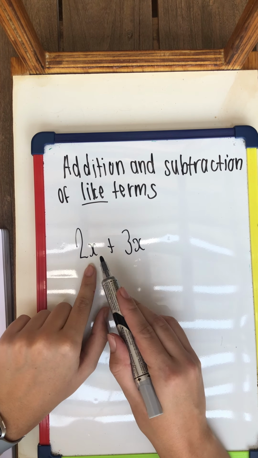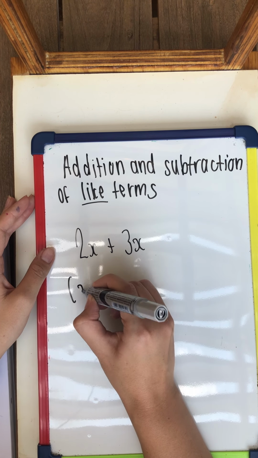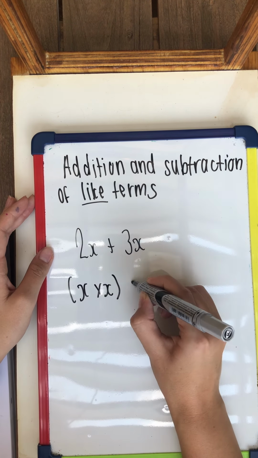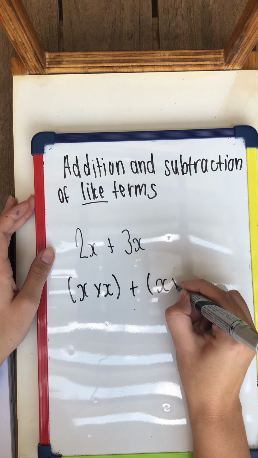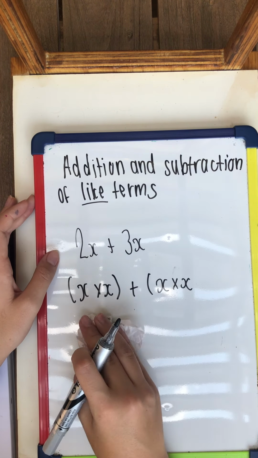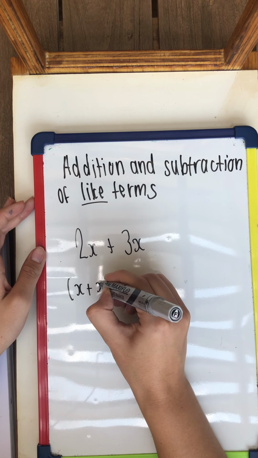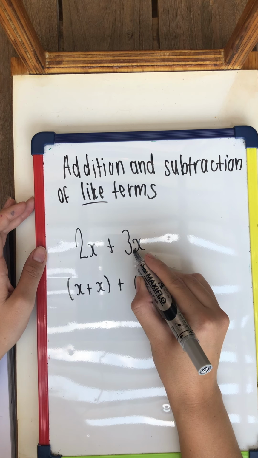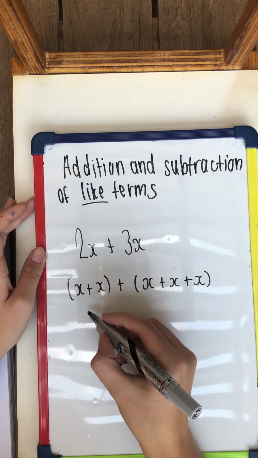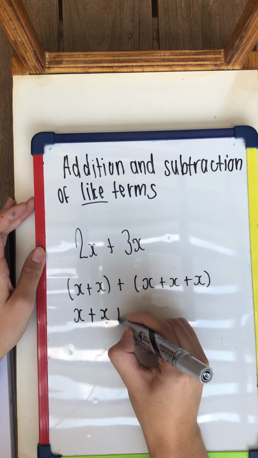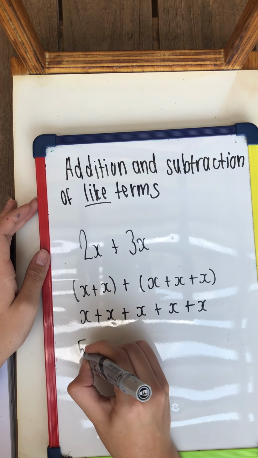So if I've got x, it's like I've got 2 apples plus 3 apples. I had 2 x's, so that means it's x plus x. And I've added 3 x's, so x plus x plus x. So this is basically x plus x plus x plus x plus x, which gives me 5 x's.